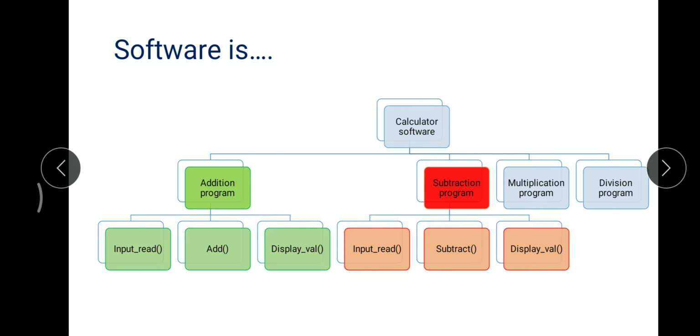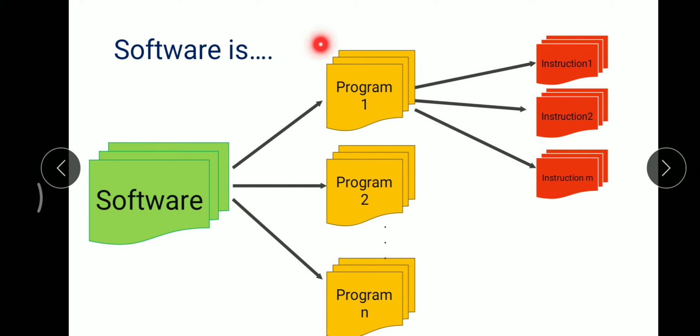I mean, it has some number of programs. Each individual program has its own number of functions or instructions. This is the actual hierarchy. Okay, this is the actual hierarchy. So if you want to work with embedded systems, you need to be familiar with software writing. For that, we need to practice writing small programs.